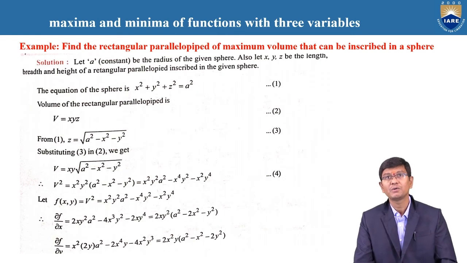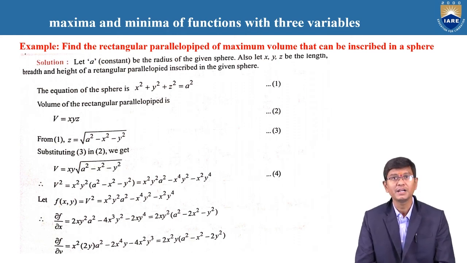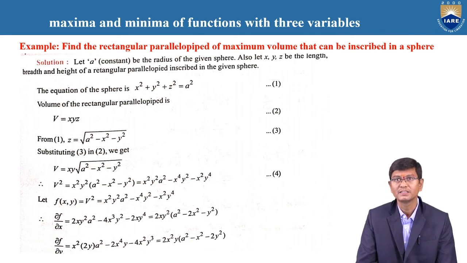Now we need to find the maximum value of the volume of a rectangular parallelopiped that can be inscribed in the sphere. Here also we need to identify the rectangular parallelopiped and the sphere equation. According to this, the sphere equation is x square plus y square plus z square is equal to a square. And the volume of the rectangular parallelopiped is the product x into y into z.